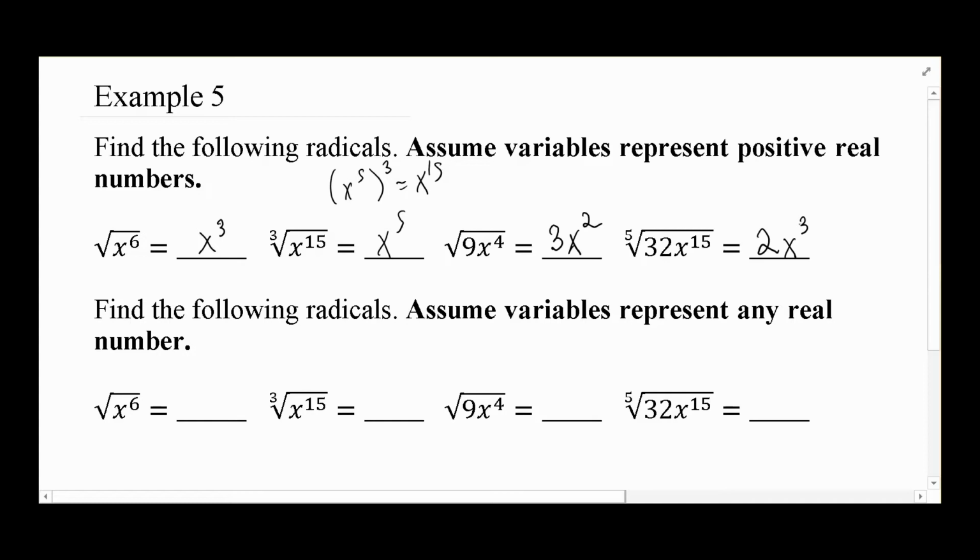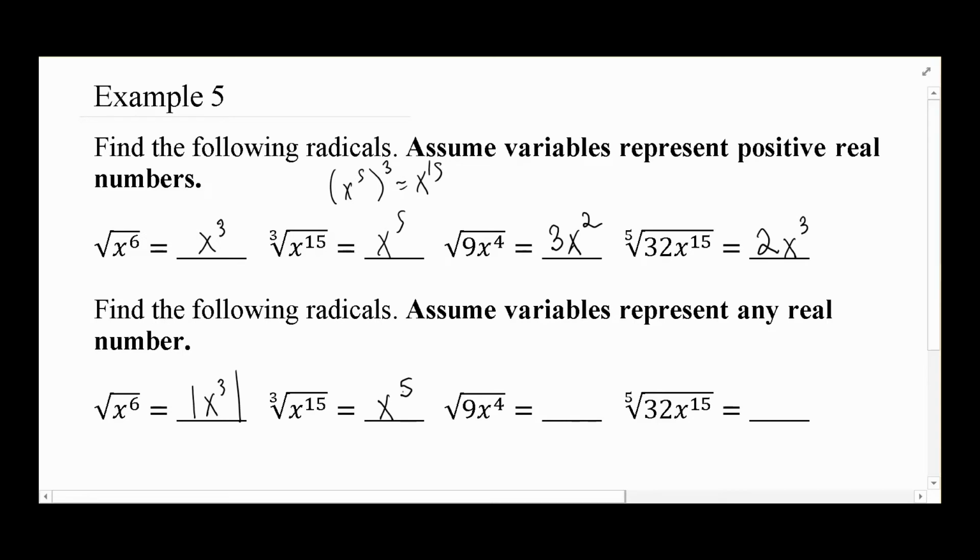Now let's take a step down where we assume variables represent any real number at all. This is where sometimes we will need the absolute values. So in the first example, this is the same example that we did see earlier, we know that we should have the absolute values. But with cubed roots being an odd index, we don't need the absolute value because it's odd.